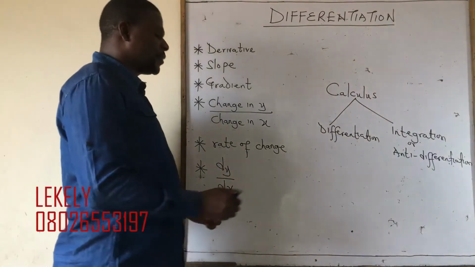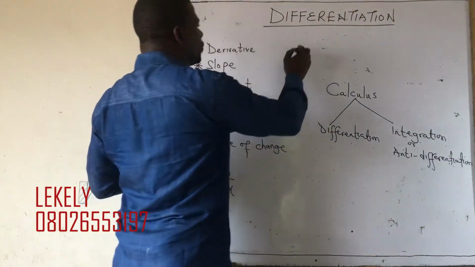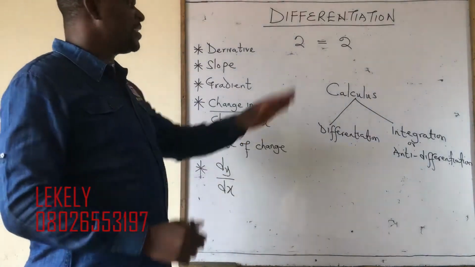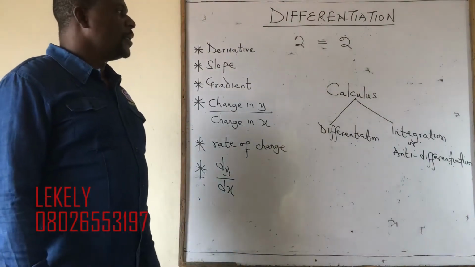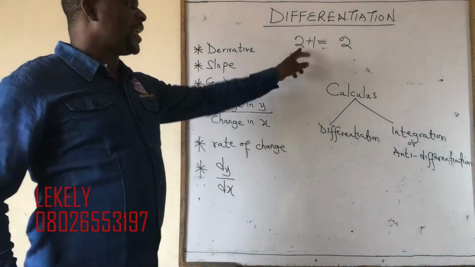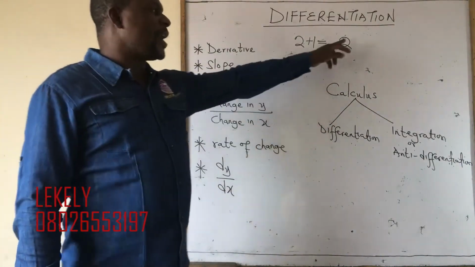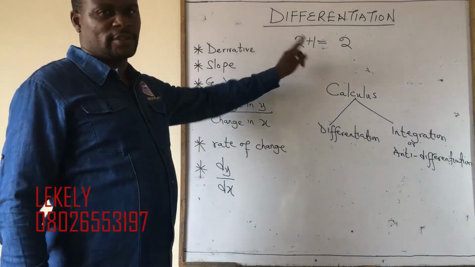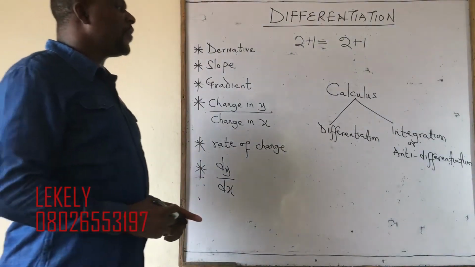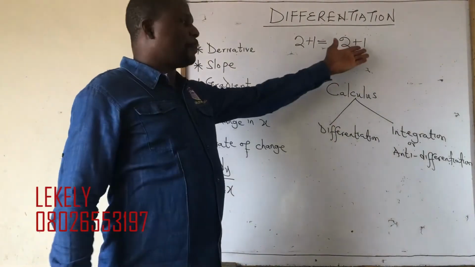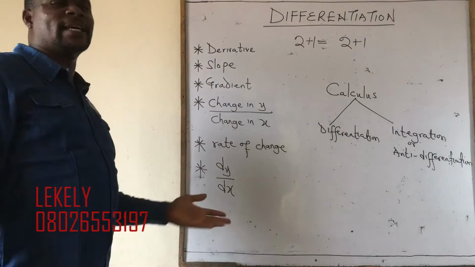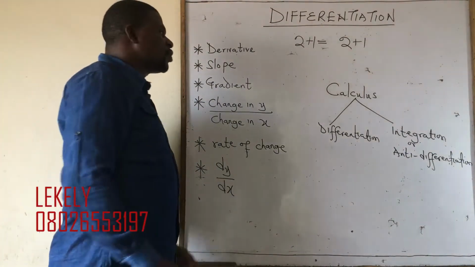Okay? Having said that, what is differentiation all about? Now, if I have 2 is equal to 2, this means that this side is equal to this side. But the moment I add 1 to this place, this side has become 3. So it's no longer equal to this side. Because this side has changed, this side too must change for them to be equal. So differentiation is about change that happens to one side as a result of change in the other side. So that is what differentiation is all about.